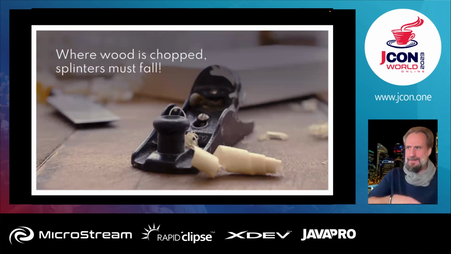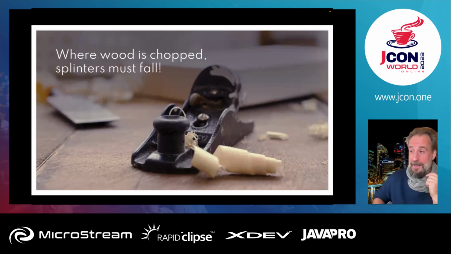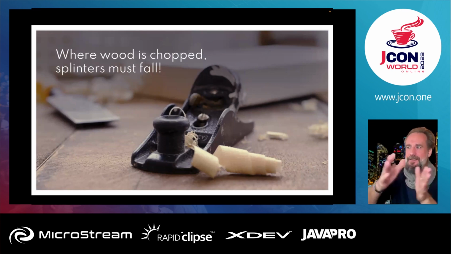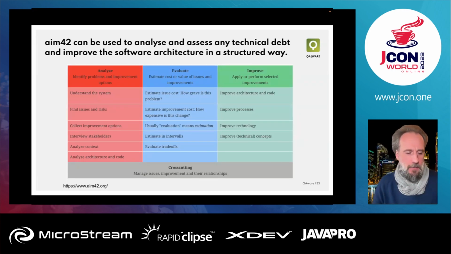I'm not sure if that German saying translates that way: where wood is chopped, splinters must fall. So obviously, we make mistakes, and sometimes we knowingly make not bad decisions, but we knowingly take the easy route. And what that will lead to is usually what we call technical debt or domain level debt. And you need a way to address this.